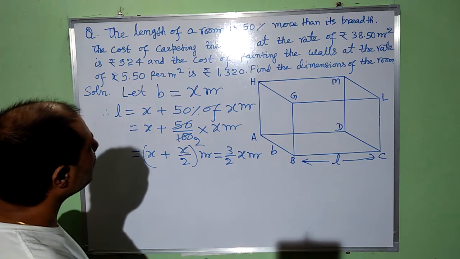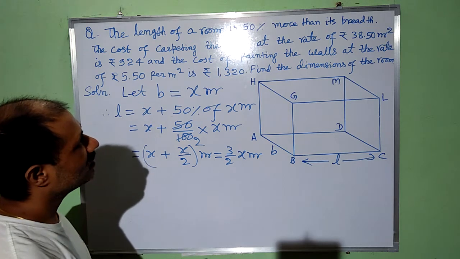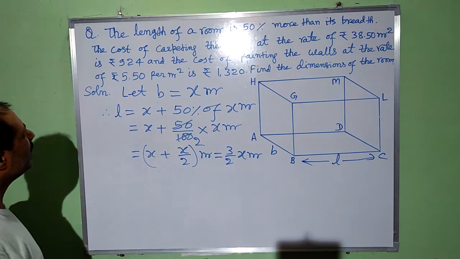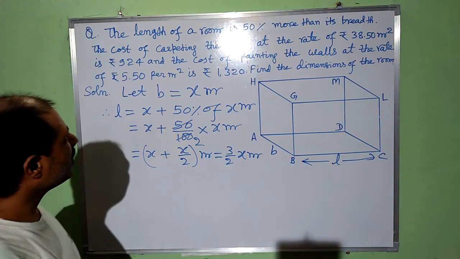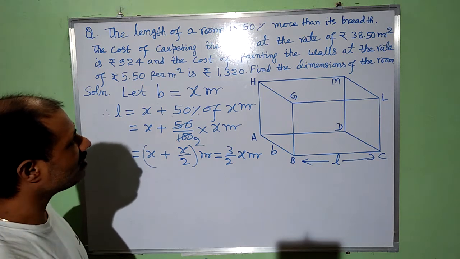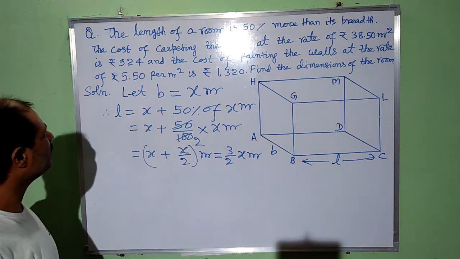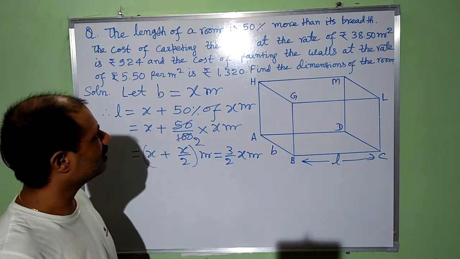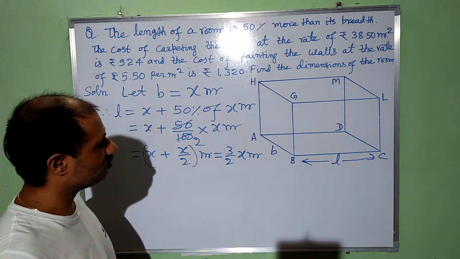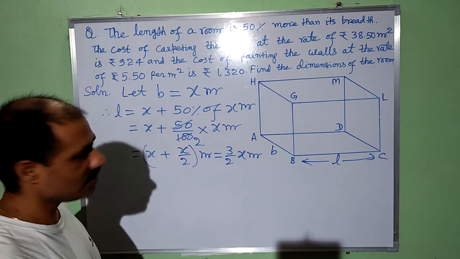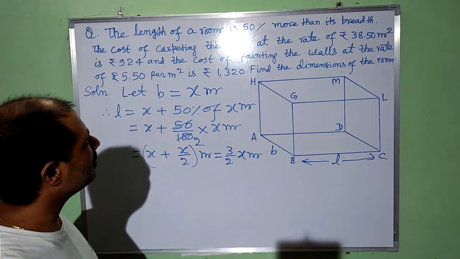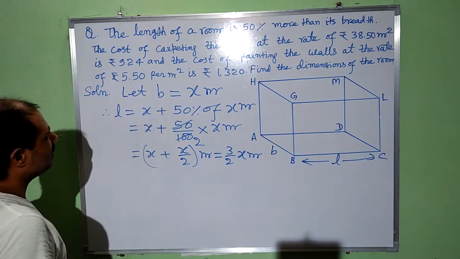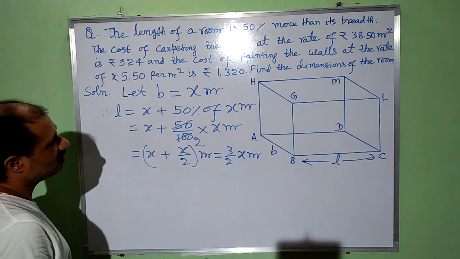The cost of carpeting the room at the rate of rupees 38.50 per meter square is rupees 924, and the cost of painting the walls at the rate of rupees 5.50 per meter square is rupees 1320. Find the dimensions of the room. We have to find L, B and H of this room. We have given here L and B both. Both are obtained.